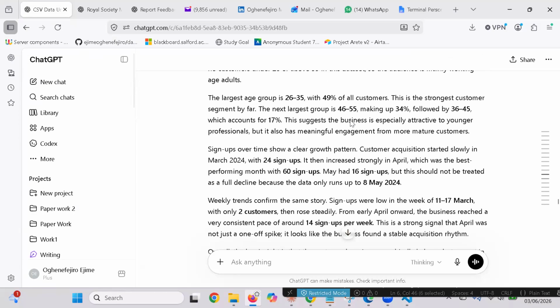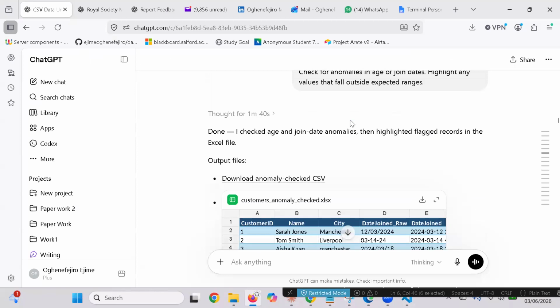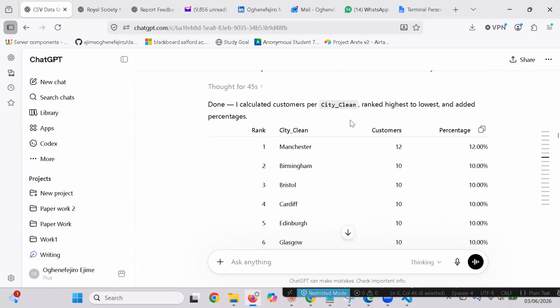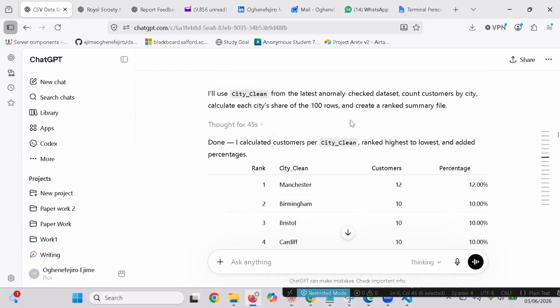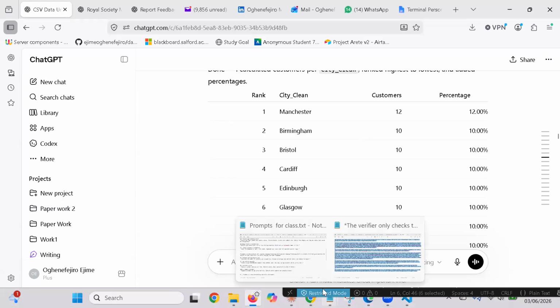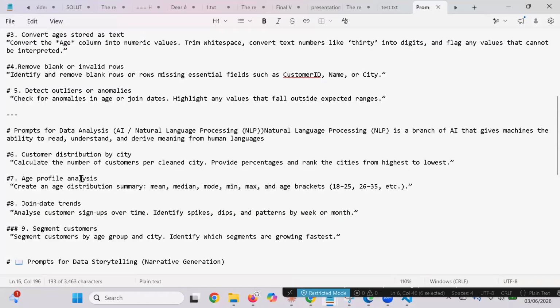That was the first prompt we gave after the cleaning. That was what gave us this very one, Steve. Again, after that, we move on to age profile analysis. We want to know the age group of people who are actually using our services.